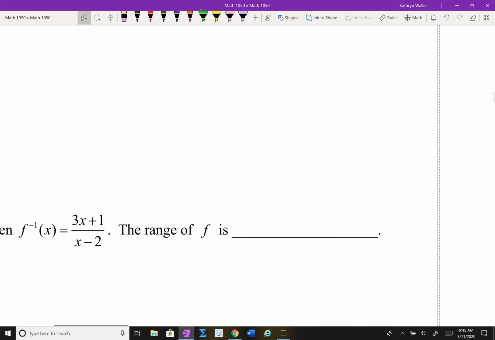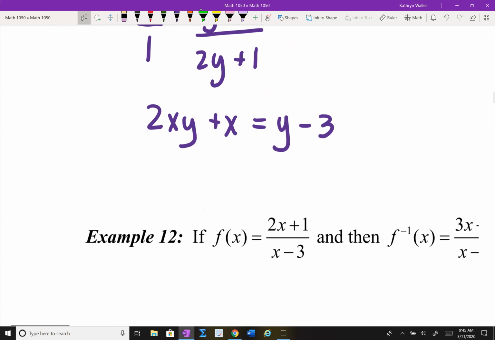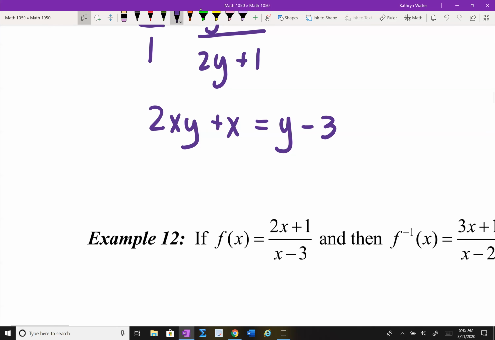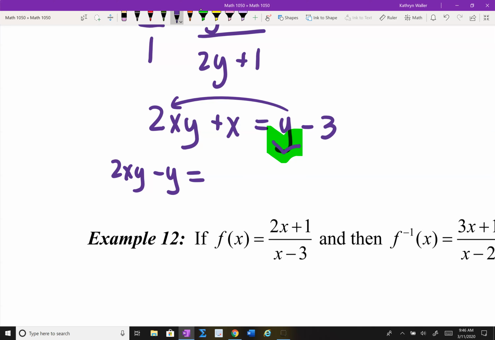Okay, so come over here. Now let's get everything that has a y on one side and everything that doesn't have a y on the other. So see this y right here? I'm going to pull it over, and it's going to be 2xy minus y equals. Now this x has to come over to that side, so now I have negative x minus 3. So all I did is move the y to the left and the x to the right.